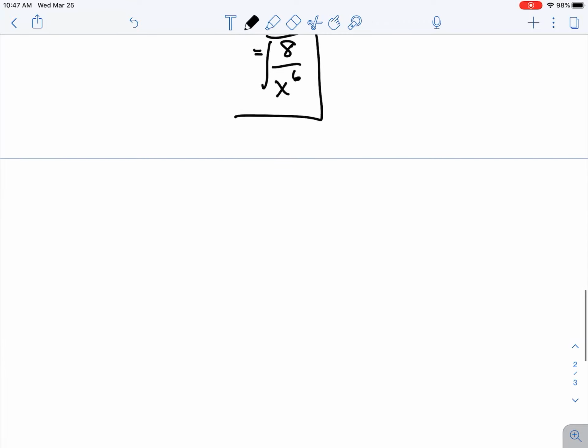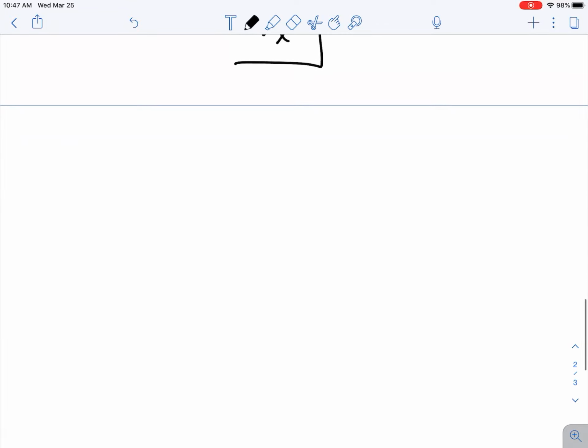I'm going to do negative 5 x to the 6th, n to the 4th, over 6x to the negative 8, n squared.